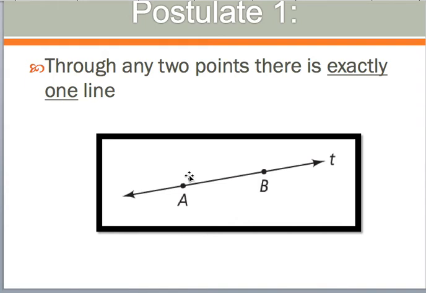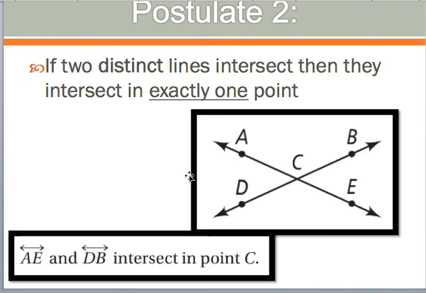Your second postulate is postulate 2. If two distinct lines intersect, then they intersect in exactly one point. This statement may be a little confusing at first, but it should be self-explanatory after you look at the picture. You've probably worked with intersections many times, in traffic or on maps, when two roads intersect. Basically, line AE and line DB intersect at this one point C. The same is true for line segments. If we were dealing with line segments, the same would be true.